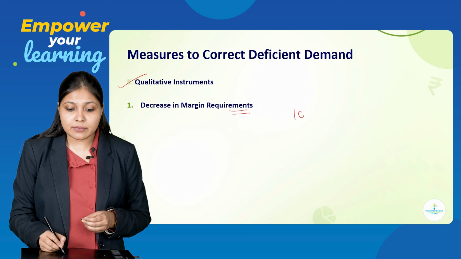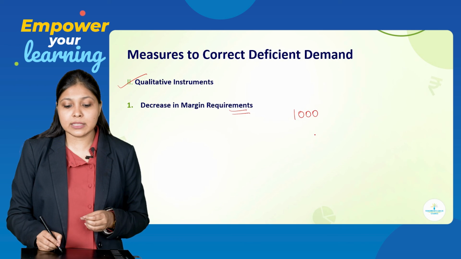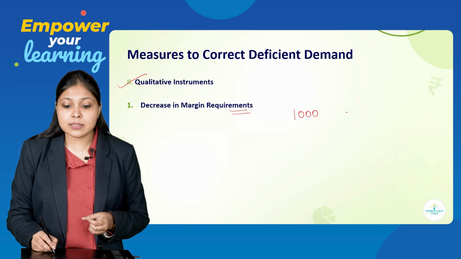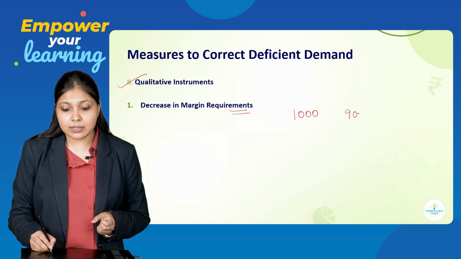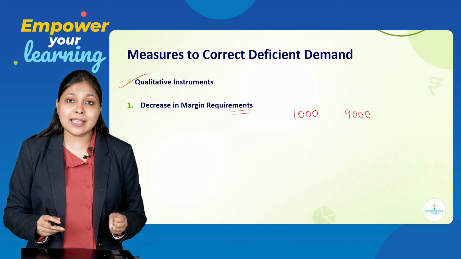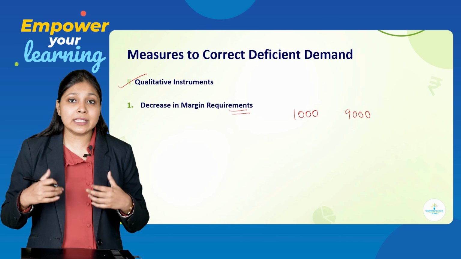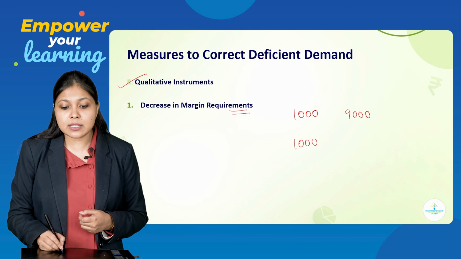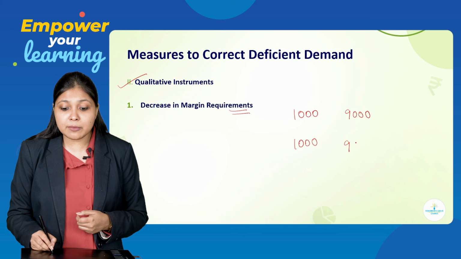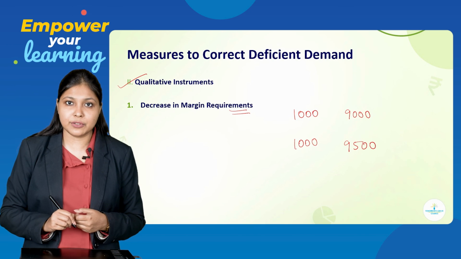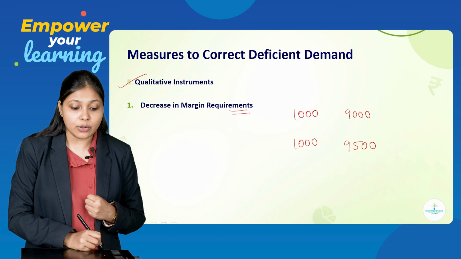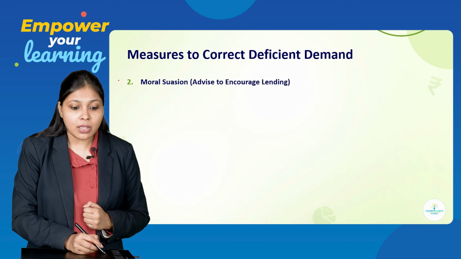So earlier, the market value of collateral security was 1000, and with the margin requirement, the loan granted to the person was, say suppose, 900. But now, during the time of deficit demand, to encourage people to borrow loans, say suppose 1000 rupees is the market value, now people will be getting 950.